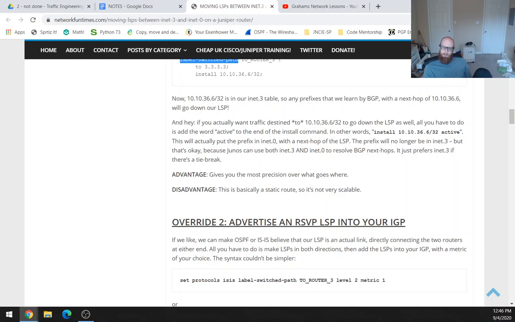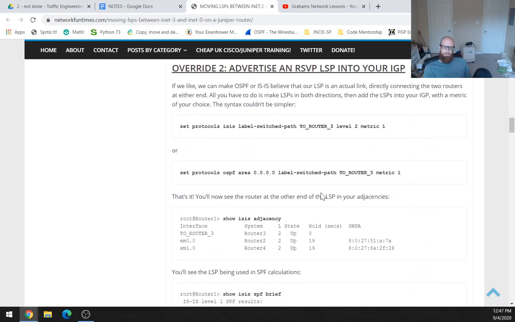The prefix will no longer be in inet.3, but that's okay because Junos can use both inet.3 and inet.0 to resolve BGP next hops. It just prefers inet.3 if there's a tiebreak advantage. Advantage: gives you the most precision over what goes where. Disadvantage: this is basically a static route, so it's not very scalable.